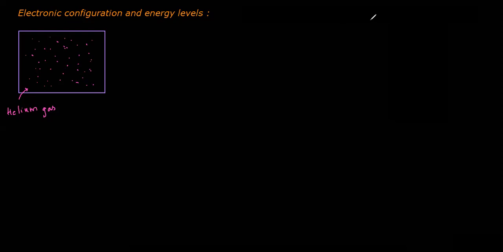I'm going to draw this separately so you can understand. Let's take one example. If I represent this tiny atom, I'll represent it in this way. So how does this tiny atom look? We will see that at the atomic level, its electronic configuration and its energy levels.